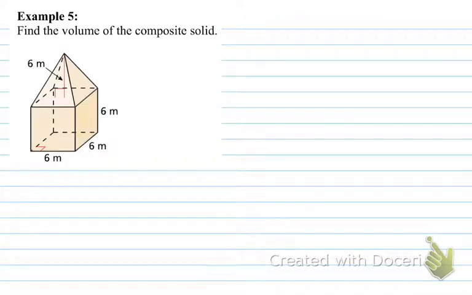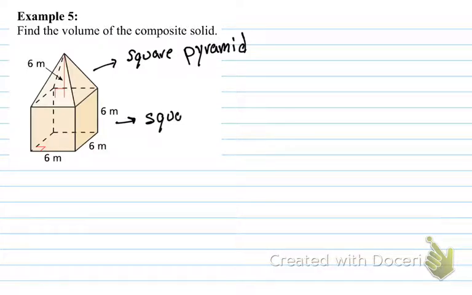Okay, next one. Ooh, a composite solid. So I want to find the volume of this composite solid. So what I have here is a square pyramid on top of a square prism. So to find the volume of this composite solid, composite just means it's made out of more than one basic shape, more than one solid, I would need to add the volume of the two of them.